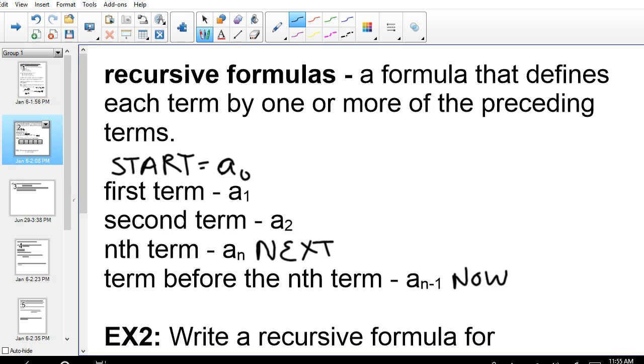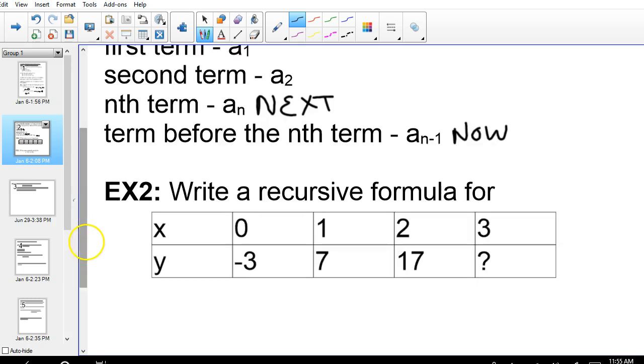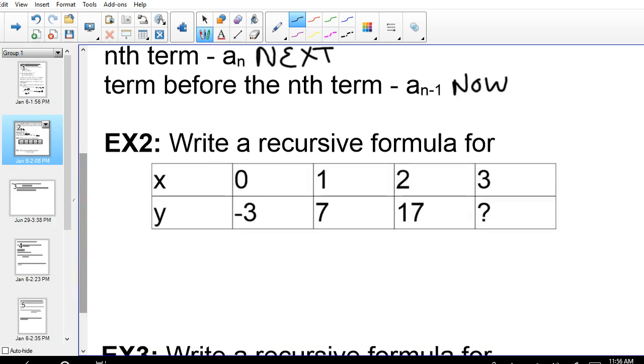So if you think about this, if a sub n is a term that you have, a sub n minus 1 would be the one that came right before your a sub n. It's possible you might see an a sub n plus 1. If you saw that, it'd be the one that came right after n. So they might ask you to write a recursive formula. Typically they don't. Typically they give you the recursive formula and then ask you to tell what the next number is or something like that.